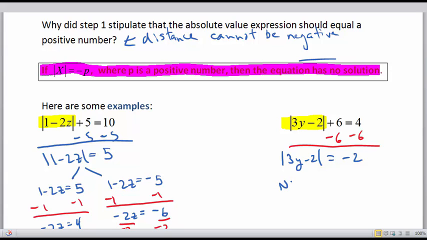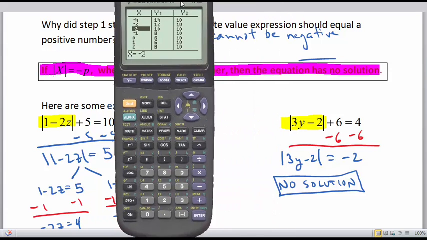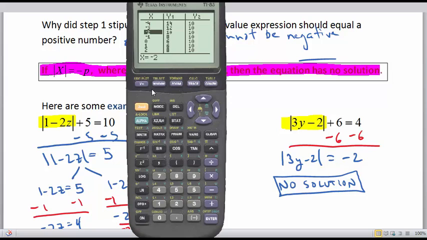I just say, there's no solution to this absolute value equation. All right, because absolute value cannot equal a negative number. And again, I mean, you can check this on a calculator also, which is kind of the nice thing about the calculator. You'll be able to verify that there's no solution.